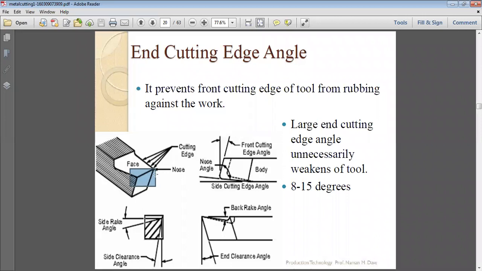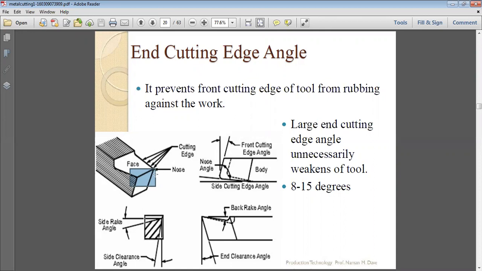It will become more and more flat in this case. There is a lesser amount of material striking the tool, so it is not touching the tool directly, and this is weakening the tool. And the value for this angle is normally 8 to 15 degrees.